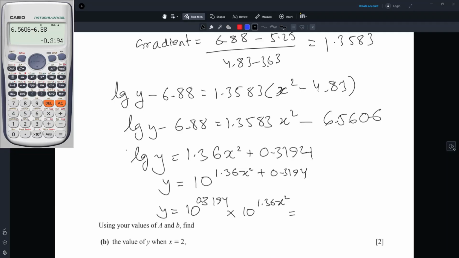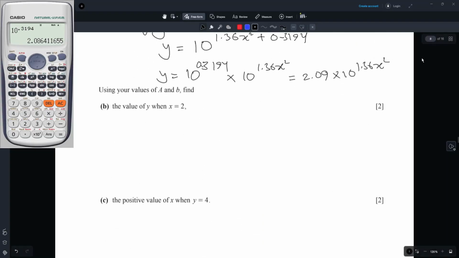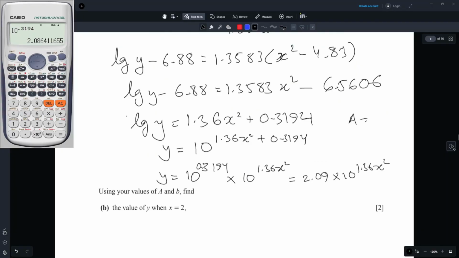This equals 10 to the power 0.3194. We get 2.09 times 10 to the power 1.36 x squared. From here, I write down that 2.09 is A times 10 to the power 1.36 x squared. So A is 2.09 and B is 1.36.